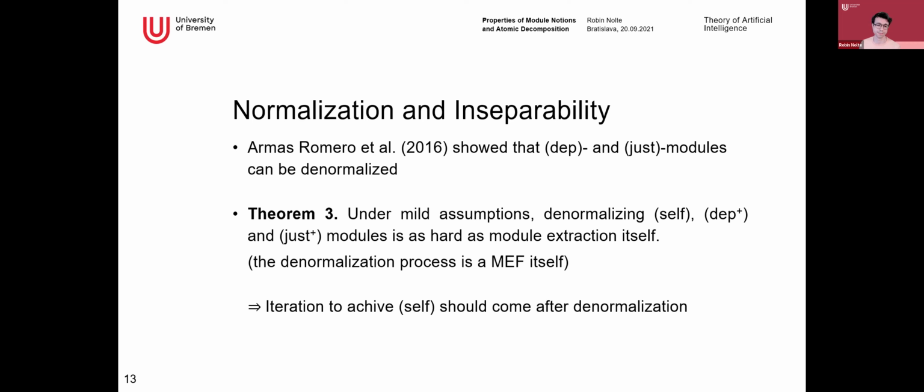However, we showed, and this is our third main result, that under mild assumption, the strong properties, self-containment, strong depletingness, and strong justification preservingness are as hard to denormalize or preserve during denormalization as module extraction itself. So any denormalization function that preserves these is a module extraction function itself. And therefore, the iteration process that can be used to make a module extraction function self-contained should come after denormalization.